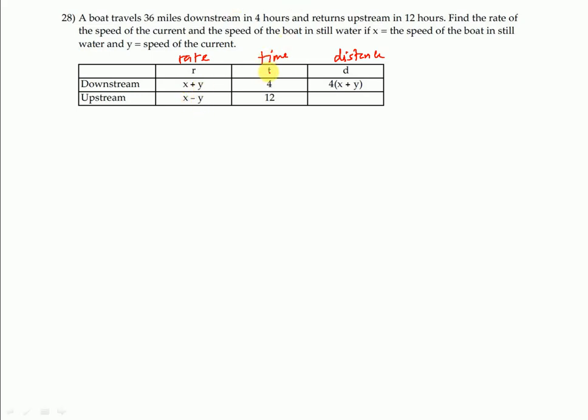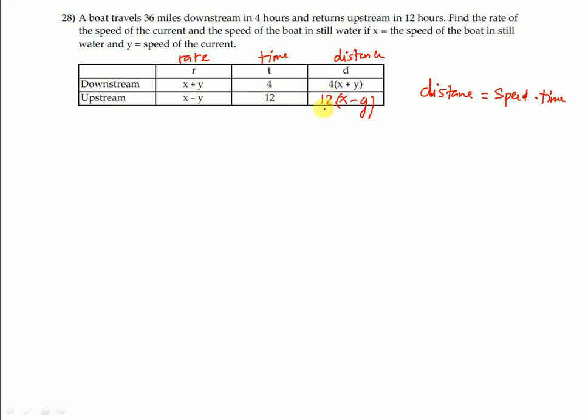The time, you are going downstream in 4 hours and you are going upstream for 12 hours. We are taking the value from here. And finally, the distance. Remember, distance is equal to speed multiplied by the time. Speed in here is the rate, so x plus y multiplied by the time, which is 4. So using the same information here, the distance for the upstream is the speed, or x minus y, multiplied by the time, in this case 12.